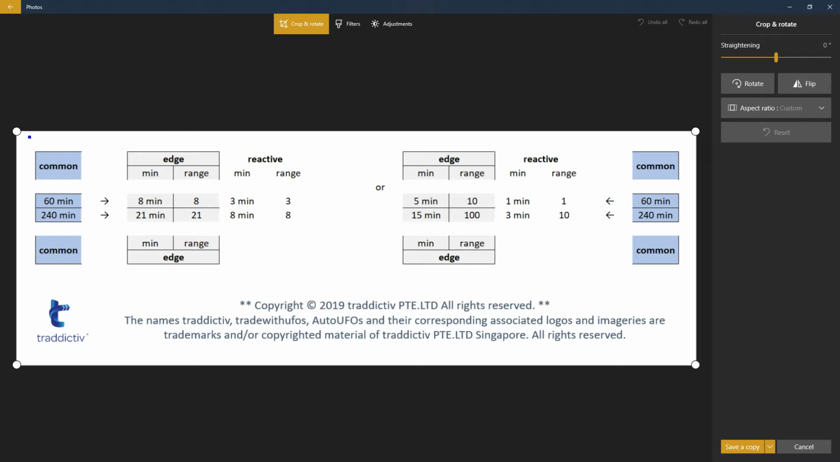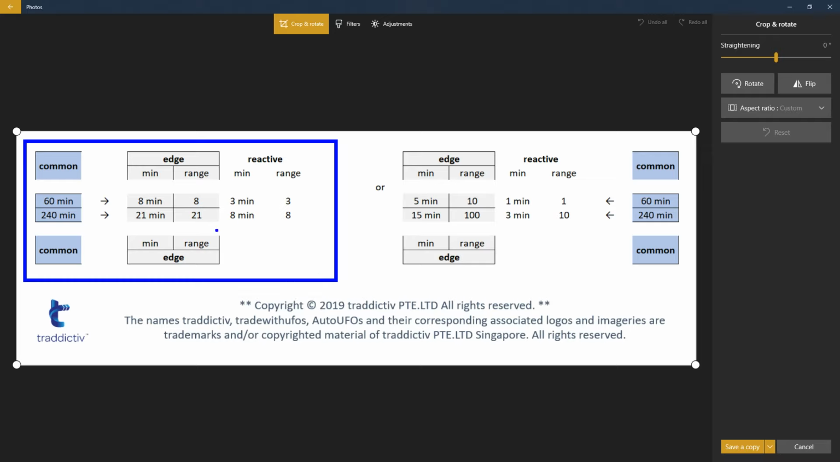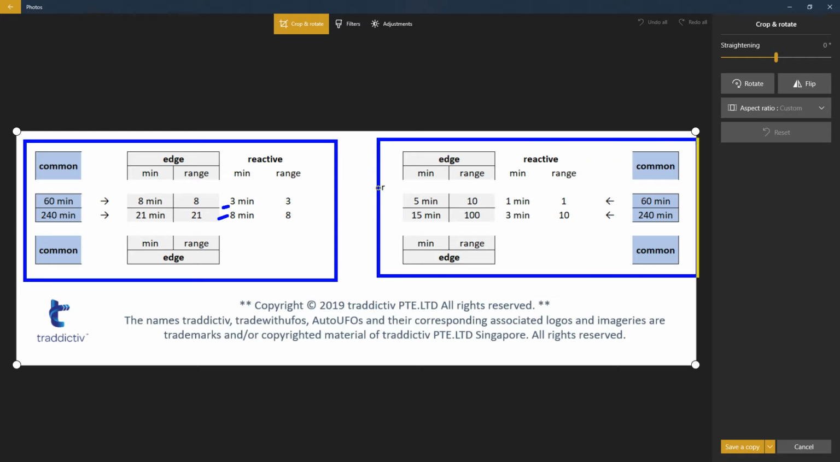notice that we have a section here. Let me get the right drawing. So a section here on the left with common timeframes, edge timeframes, and reactives. And we are using edge timeframes in the sense that those are fib numbers. You guys see that? On the right side, I am just using the standard timeframes that you see everywhere, 5, 15, right? And I also have the range, which I will need to explain tomorrow. But just look at the numbers, 5, 15, 10, 100, 1 and 3, 1 and 10, 60 and 240.